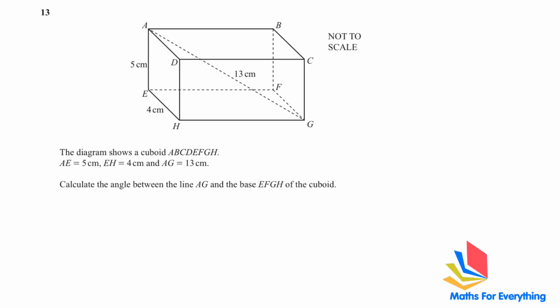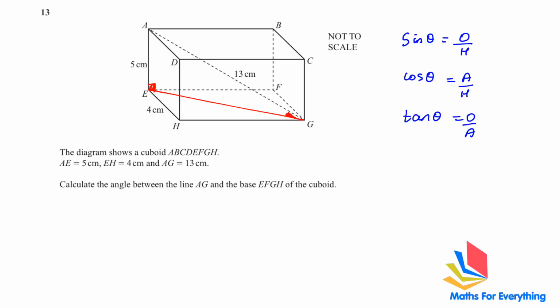Question number 13. We have been given a cuboid and the lengths of the sides have been given to us. Calculate the angle between the line AG and the base. So basically we are looking at the angle here. Remember, if it is a cuboid or a cube, it may not look like it, but every angle at the corner is equal to 90 degrees. So as this is a right angle triangle and two sides have been given to us, we can use trigonometry to solve this question.